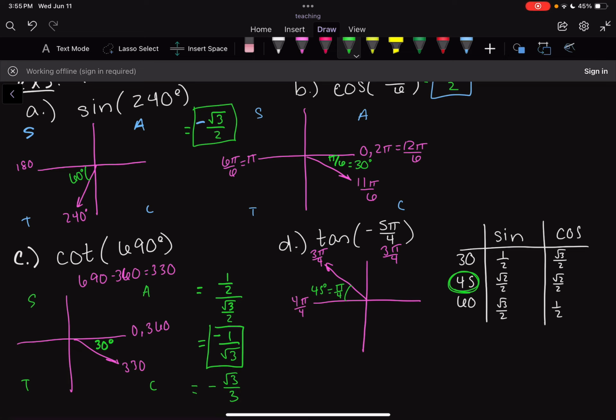Oh, I just realized that I made a mistake on part C. I'm going to go back to it after I finish part D, okay? I just made a mistake on it. I'm going to fix it.